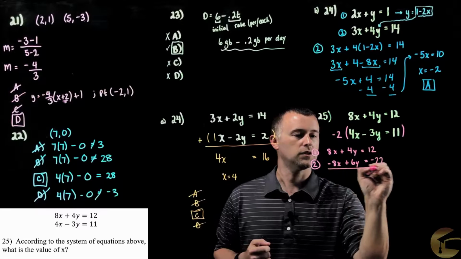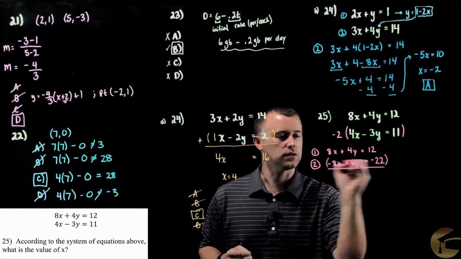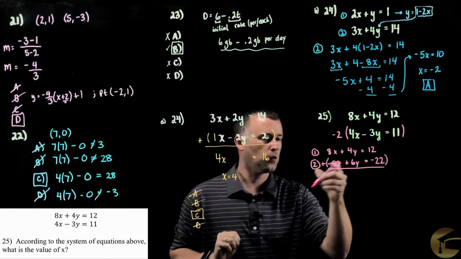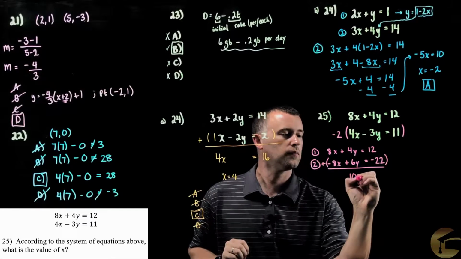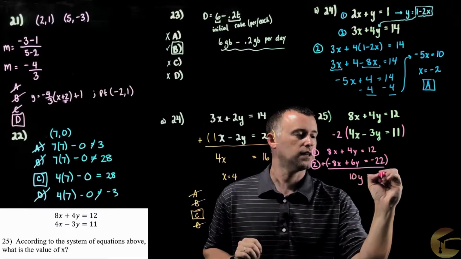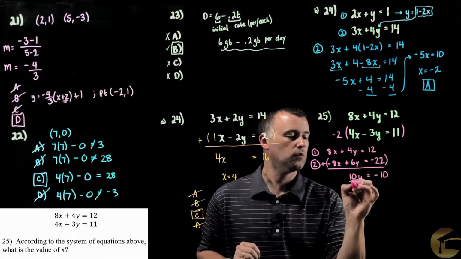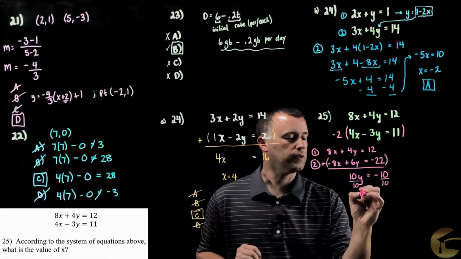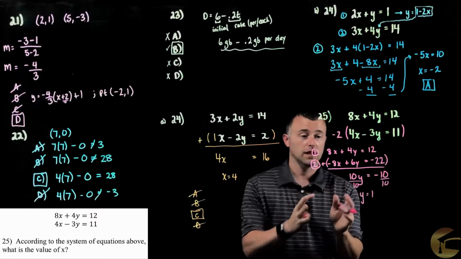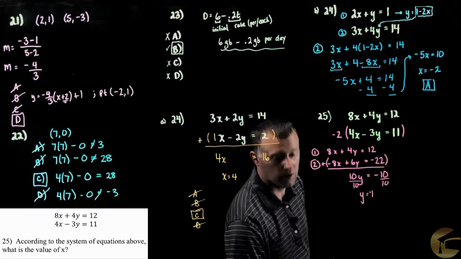So now that we have these coefficients matching, even though the signs are backwards, we can now add these equations and eliminate that variable. These are going to cancel. You're going to get 4 plus 6y is 10y. And you're going to get 12 minus 22 is going to be negative 10. So if 10y is equal to negative 10 and you divide both sides by 10, y is going to equal negative 1. Just like I did with these other ones, check your answer choices. If you only get one answer that has a negative 1 in it, that's the answer you're going to pick for 25.